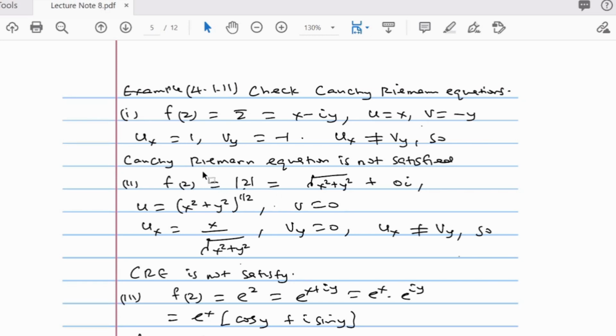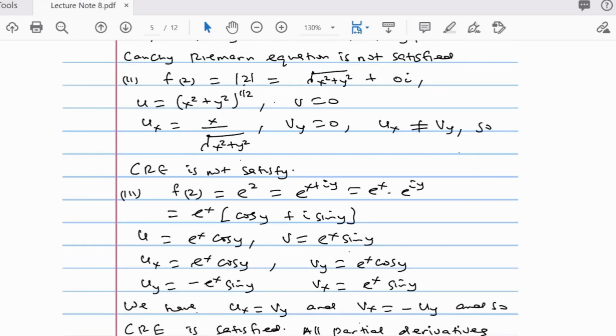So differentiate u partially with respect to x and we get this expression. Since my v is equal to 0, differentiating with respect to y will be equal to 0. So that means u of x is not equal to v of y, so the function does not satisfy the Cauchy-Riemann equation. This function, f of z equals modulus of z, does not satisfy the Cauchy-Riemann equation.